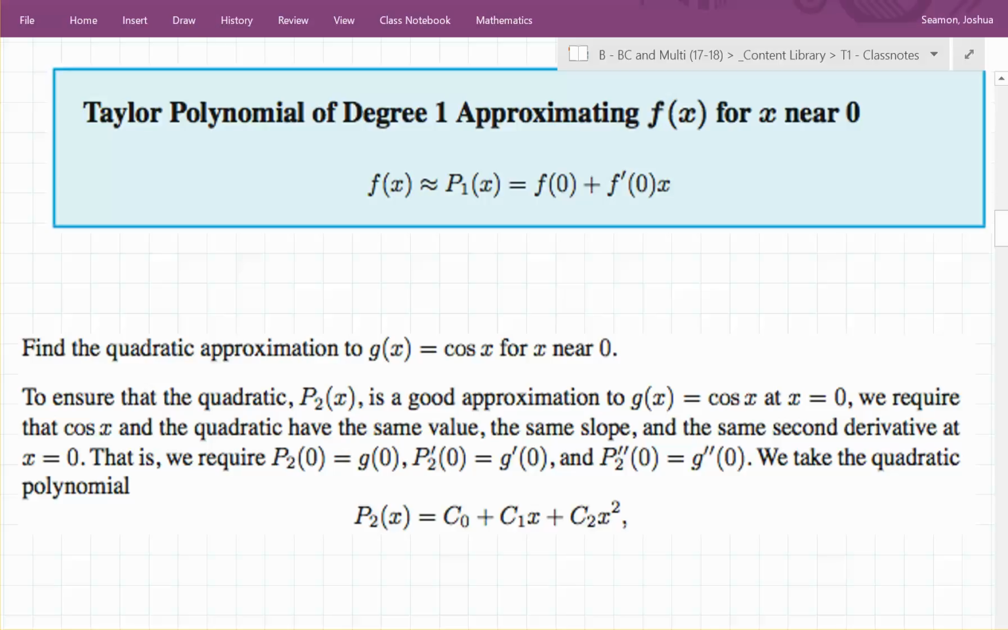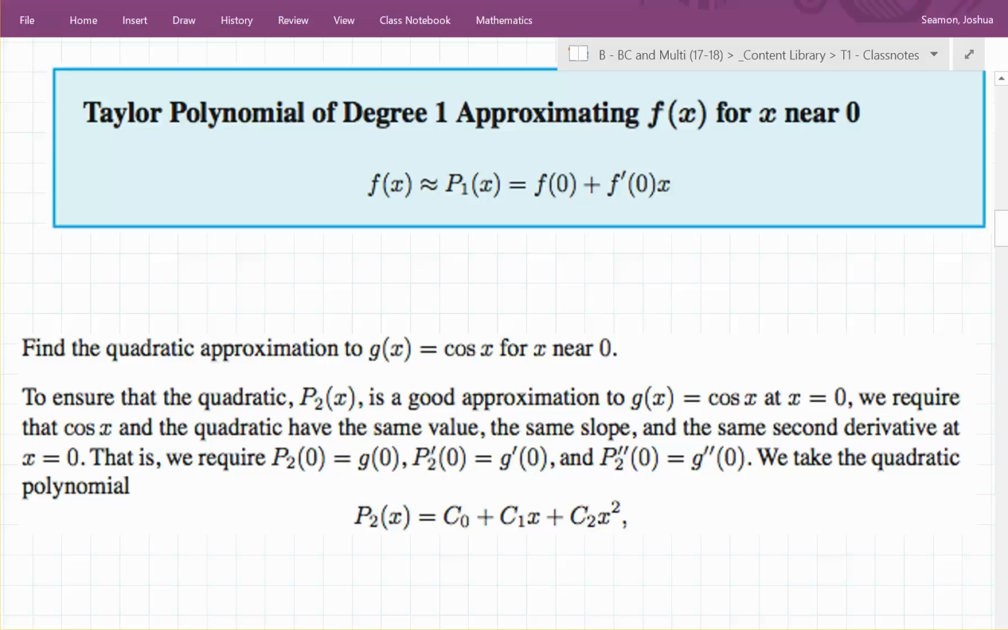Let's unpack this. To ensure that the quadratic is a good approximation of cosine, we require that cosine x and the quadratic have the same value, the same slope, and the same second derivative at x equals 0. That is, we require all of these things to be true. So we need a function that we can differentiate to begin with here.